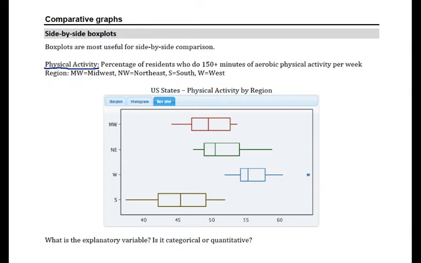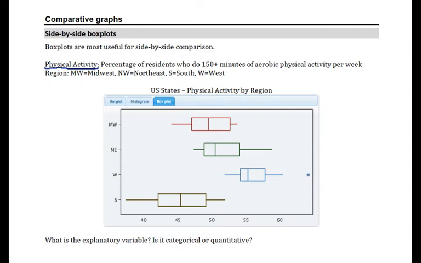Then it becomes categorical when we change it into yes or no, is it more than 150? And then it becomes quantitative again when we aggregate over the state and turn it into a percent for that whole state, a percent of residents who do at least that amount of physical activity. So kind of a funny variable to track through all of the ways in which it could have been measured.